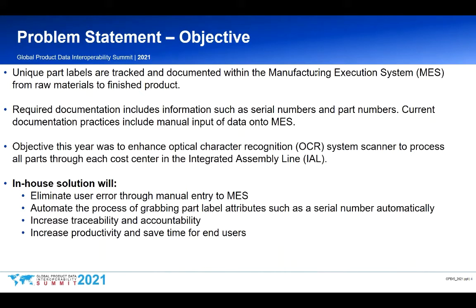So our objective this year was to enhance the optical character recognition system scanner to process all parts throughout each cost center in our integrated assembly line. Our in-house solution will eliminate user error through manual entry, like we mentioned, and automate the process of grabbing part labels and attributes such as the serial number. So it'll increase traceability and accountability, increase productivity, and contribute to time savings.